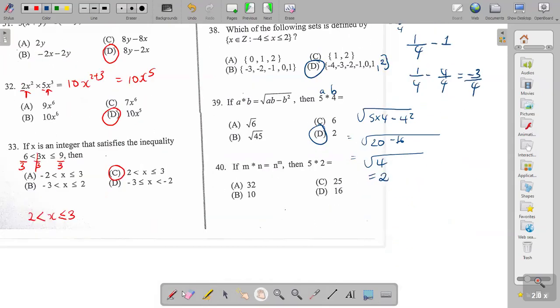Same thing here. M star N is M to the power N. So this is M and this is N. So N is at the bottom. So that means 2 raised to the power of 5. So write it out because it's 2, 5 times: 1, 2, 3, 4, 5. 2 times 2 is 4, times 2 is 8, times 2 is 16, times 2 is 32. Answer is 32.